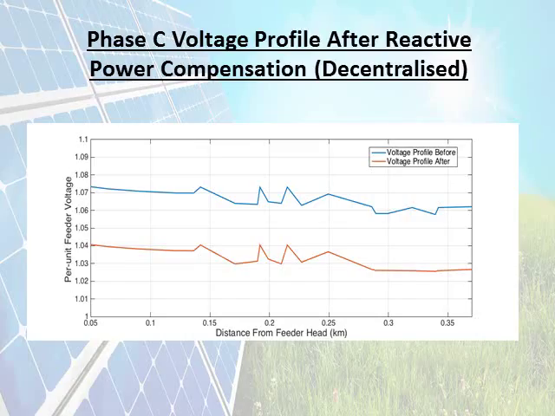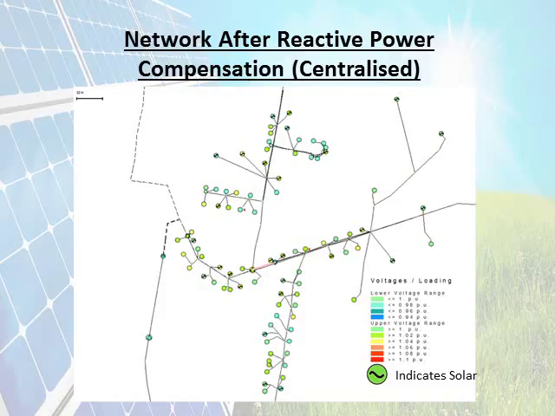The per unit bus voltage along phase C as a function of the distance from the feeder head can be seen here. From the graph, it is evident the average voltage on phase C was reduced significantly after the droop control was applied. The network after the centralized control was applied can be seen here.